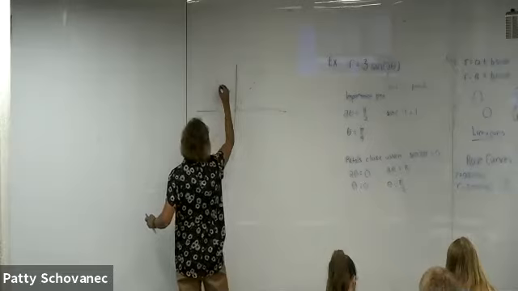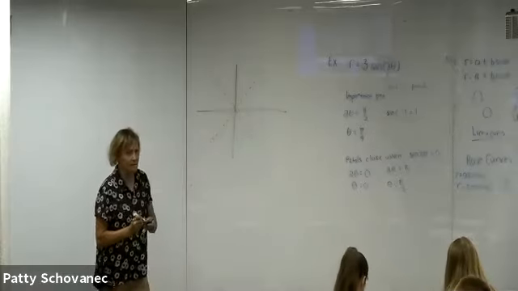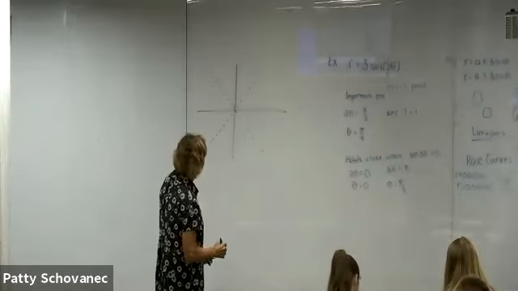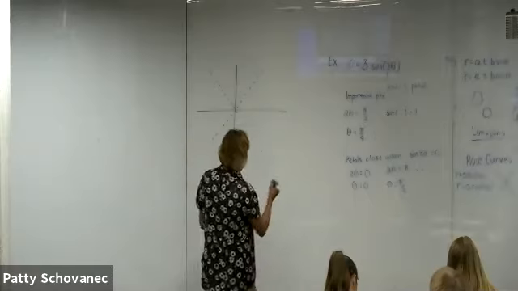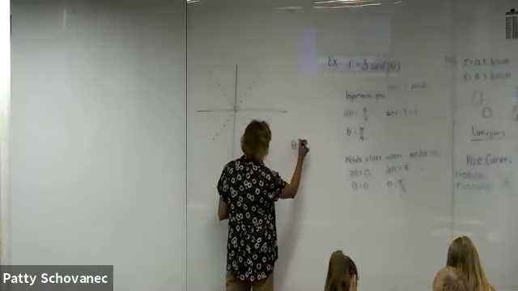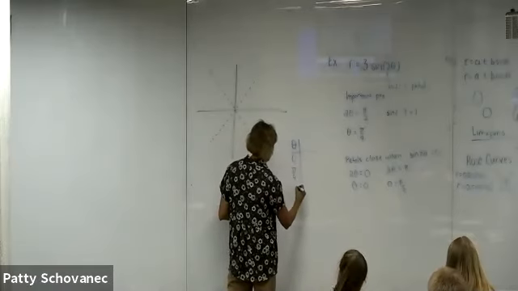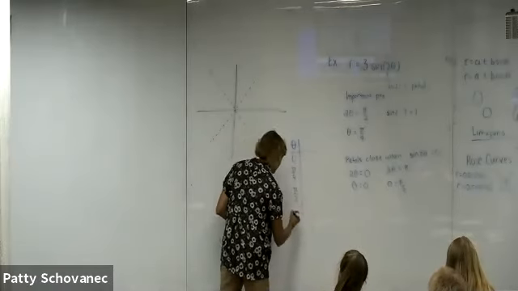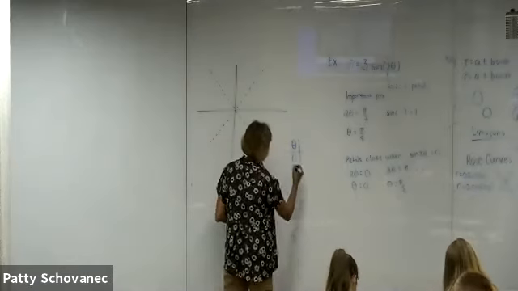There's my pi over 4, along the line y is equal to x and y is equal to -x. Okay, so here's what I'm plotting. We're just going to kind of plot it in our head. 0, pi over 4, pi over 2, 3 pi over 4. I've run out of room, so that might be enough.